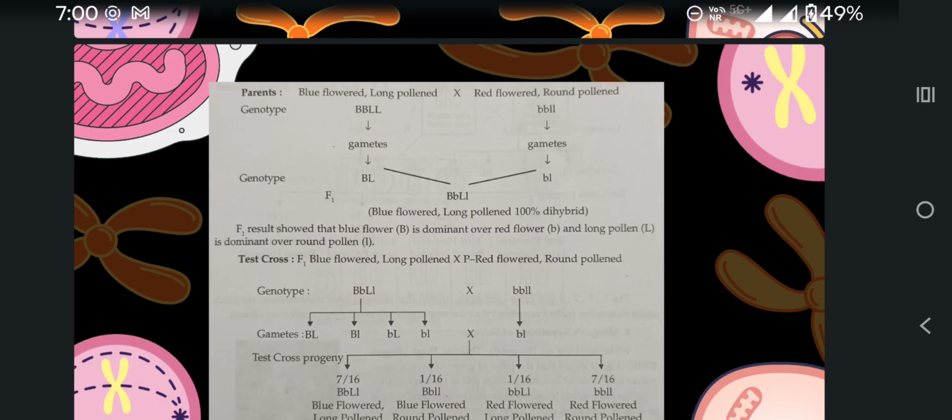You can see that in F1 we are getting capital B, small b, capital L, small l. So these are all blue flowered, long pollen, 100% dihybrid because of the dominant characters of blue flower and long pollen. F1 results showed that blue flower, capital B, is dominant over red flower, small b, and long pollen, capital L, is dominant over round pollen, small l.